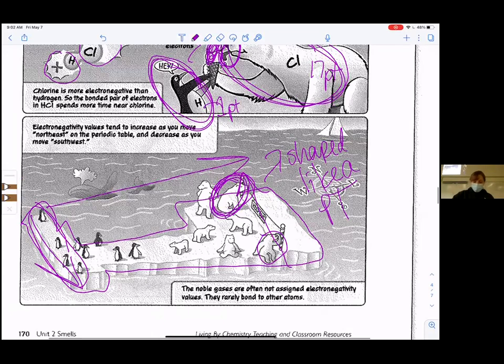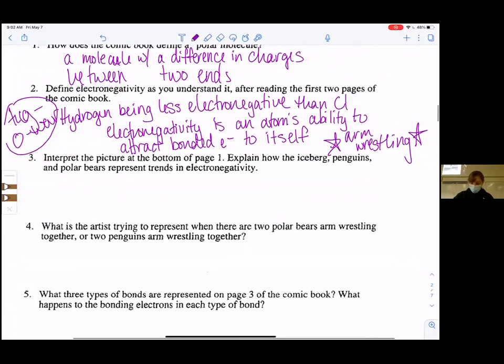So close your eyes. I'm going back up to the top. We're going to get a little better at going up.